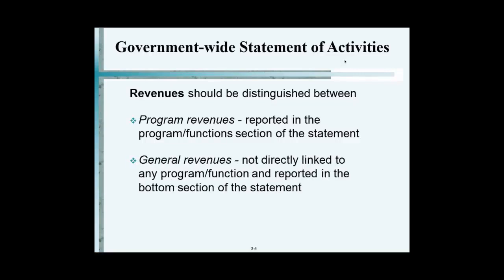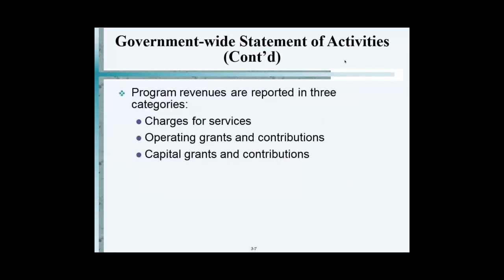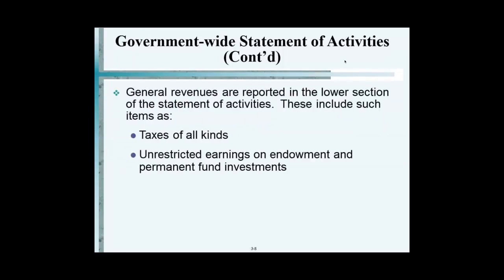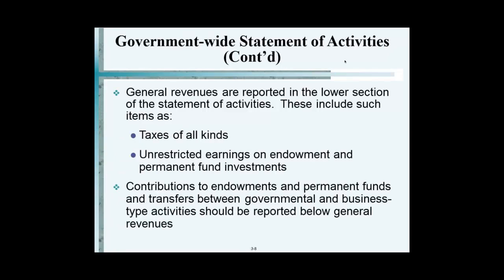Everybody should know the difference between program revenues and general revenues, right? One is for a specific program, the other is what? For all the activities. So you should understand the difference between the two. Program revenues are into these three different categories, which we just looked at, and understand the format. Got that? Right? We just looked at that. General revenues are always reported in the lower section of the statement. If I asked you a question about taxes, taxes are always what? General revenue, right? Okay.